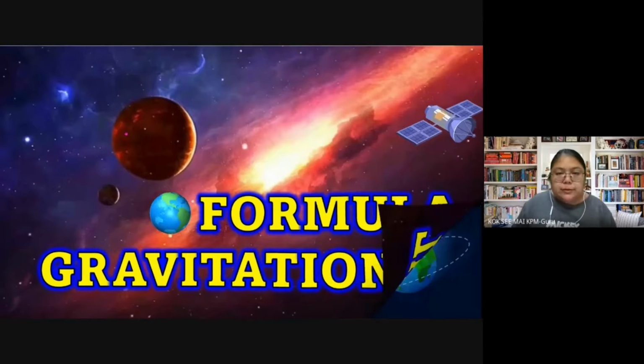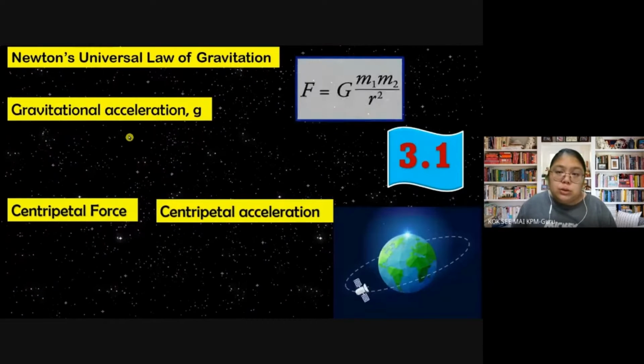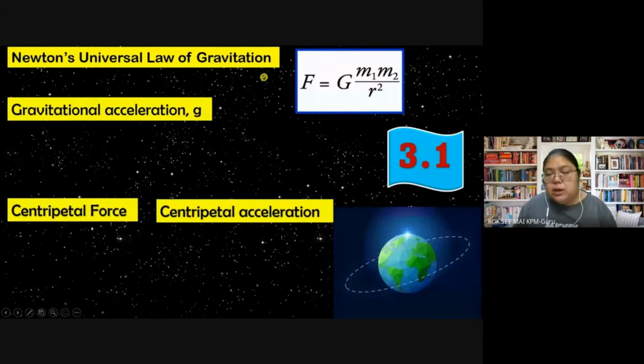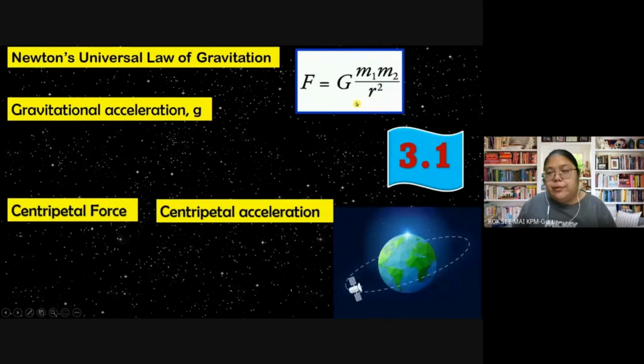Okay, let's see the first one. We learned about this one: Newton's universal law, the first one we learned. F equals G M1 M2 over R square.